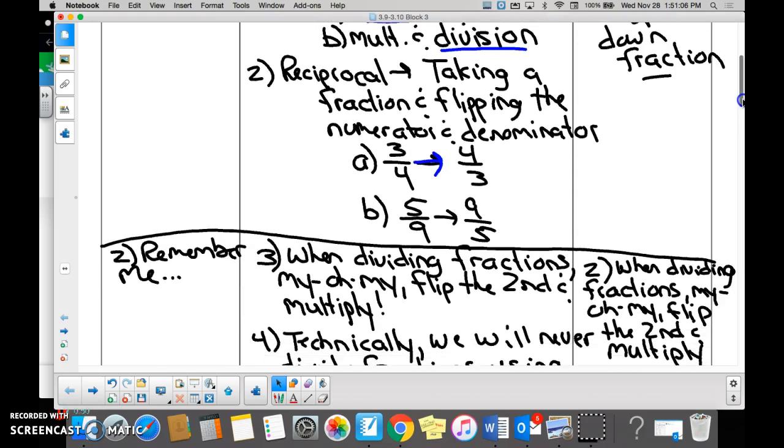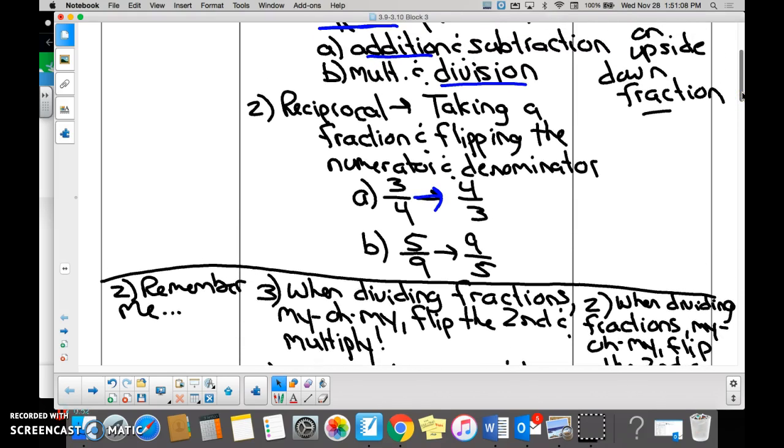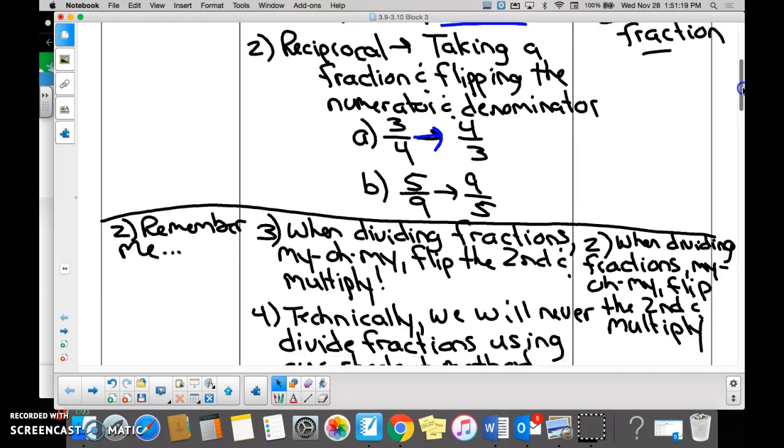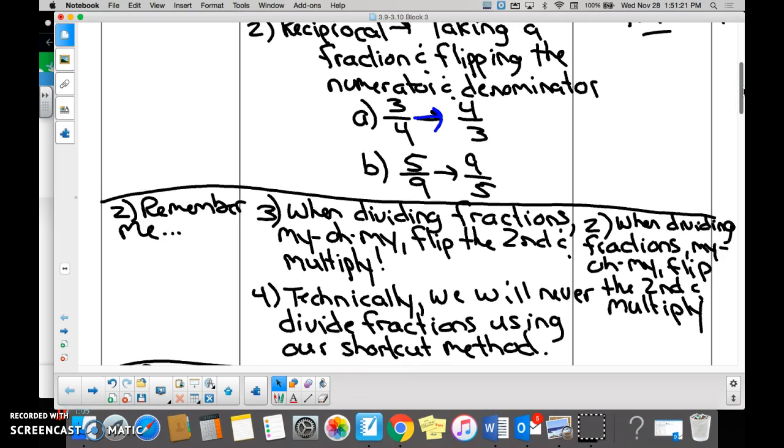On the count of 3, I would like you all to read number 3 together. 1, 2, 3. When dividing fractions, my oh my, flip the second and multiply. So that is our cheat. That is how we cheat on dividing fractions. It works 100% of the time, as far as I know. I've never seen it not work.